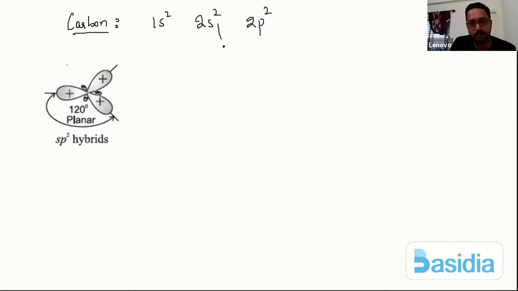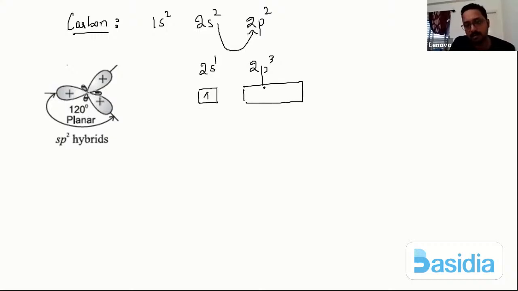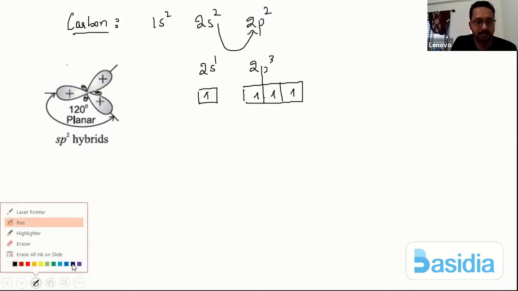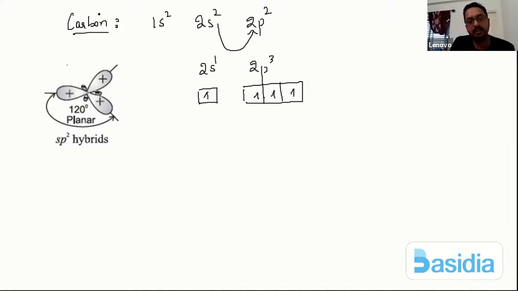So one of the electrons undergoes a promotion. So the configuration changes to 2s1 and 2p3. So I clearly understand now there's one electron in the 2s orbital and there are three electrons in the 2p orbital. So one here, and one over here, and one over here. So now we can say that a carbon is sp2 hybridized. So that is again a very important thing.